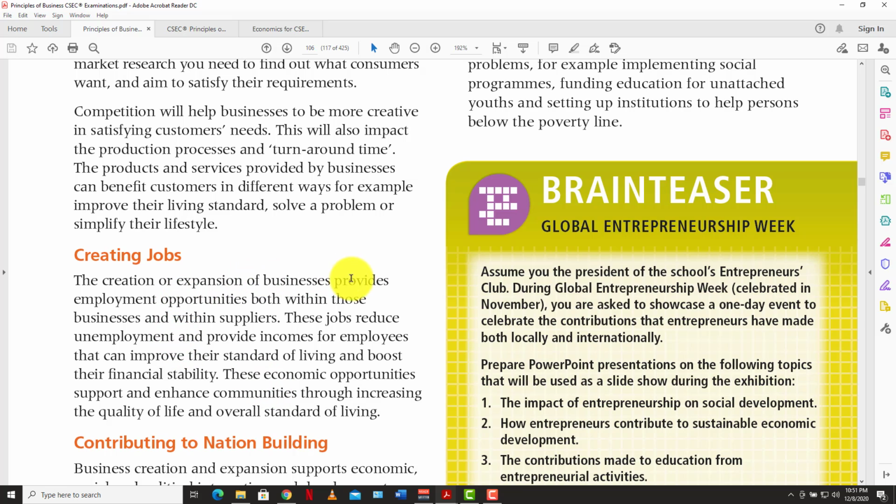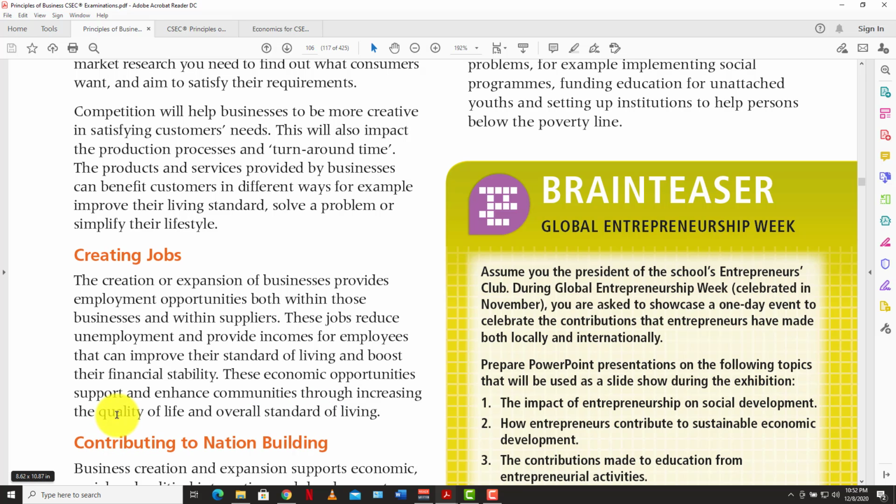So the creation or expansion of business provides employment opportunities both within those businesses and within the suppliers. These jobs reduce unemployment, so there we go, reduce unemployment rate within the country, and provide incomes for employees that can improve their standard of living and boost their financial stability. These economic opportunities support and enhance communities through increasing the quality of life and overall standard of living.